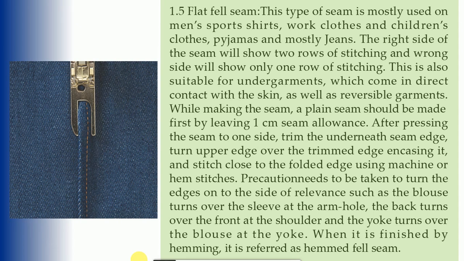This is also suitable for undergarments, which come in direct contact with the skin, as well as reversible garments. While making the seam, a plain seam should be made first by leaving 1 cm seam allowance. After pressing the seam to one side, trim the underneath seam edge, turn the upper edge over the trimmed edge encasing it, and stitch close to the folded edge using machine or hem stitches.